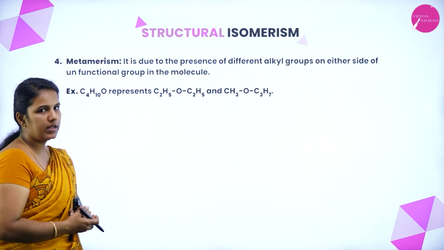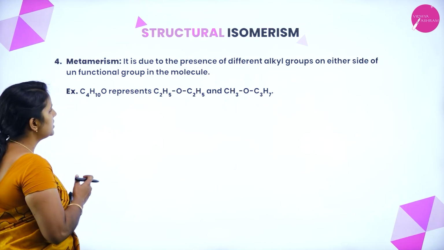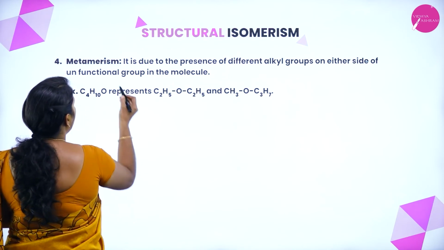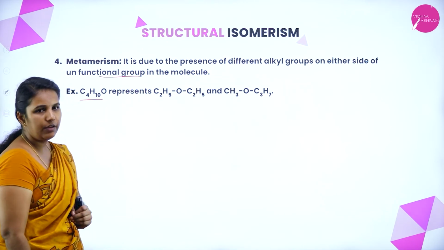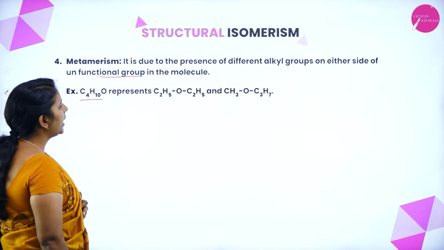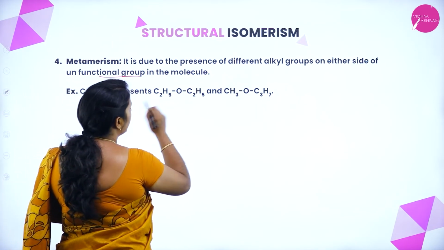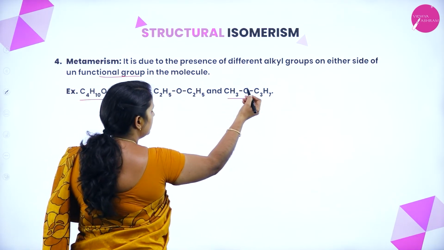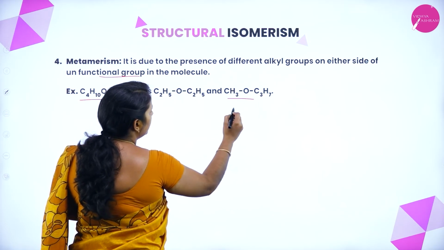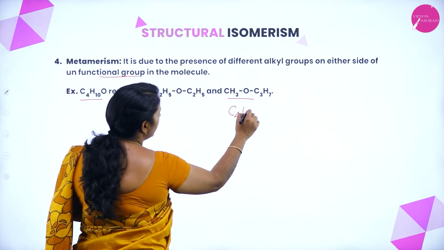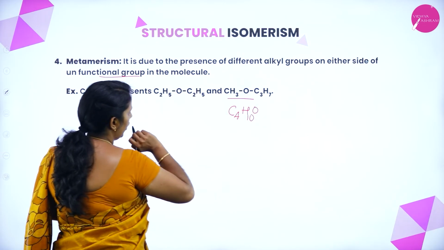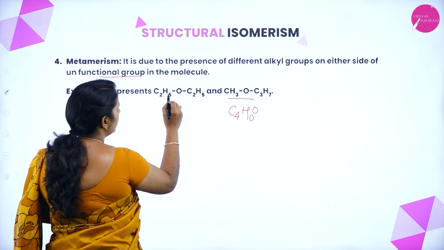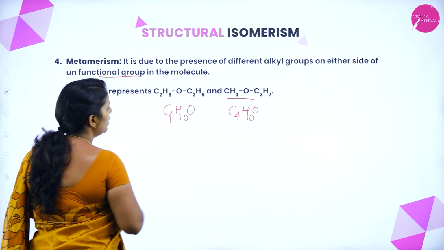Next one is metamerism. Let us see what is metamerism. It is due to the presence of different alkyl groups on either side of a functional group in a molecule. For example, C4H10O. So that can be written as C2H5 O C2H5. In another way, you can write CH3 O C3H7. Now, if you count that, there will be 4 carbon atoms, and there are 10 hydrogens with 1 oxygen. Similarly, for this also you can write C4H5 plus 5, it is 10, and this is also 1 oxygen.